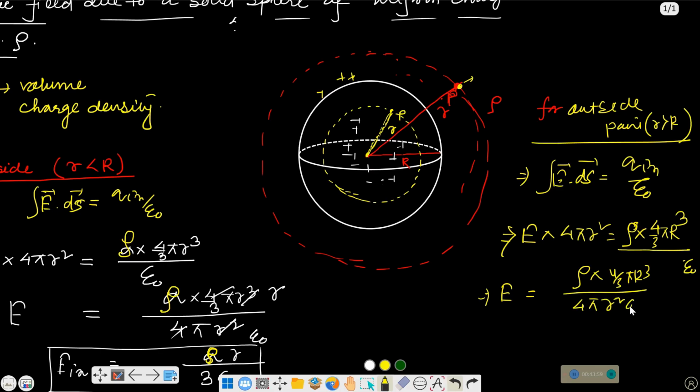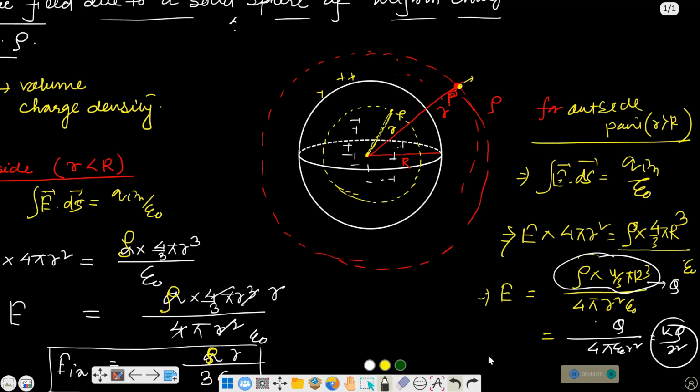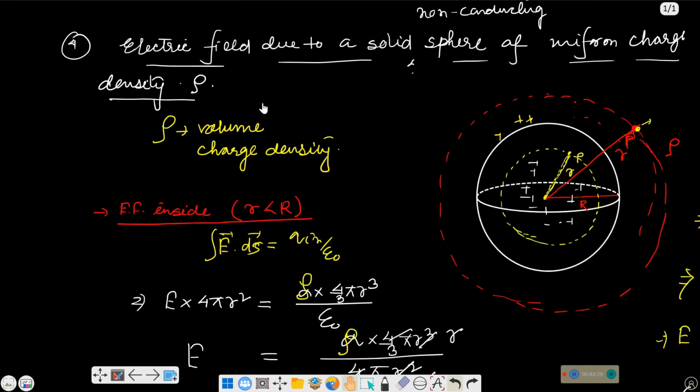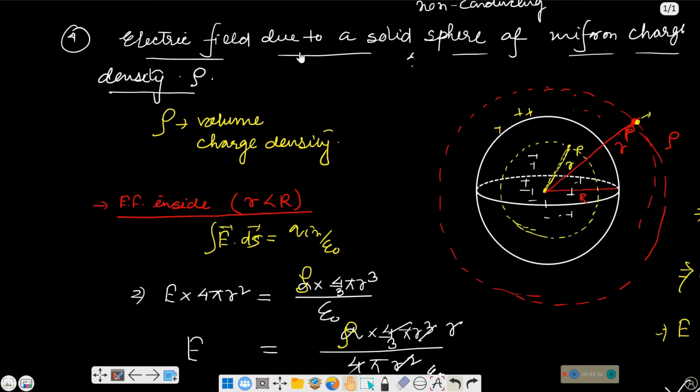If we see very closely, this is the total charge q in the sphere. So E is q by 4 pi epsilon naught r square. Again 1 by 4 pi epsilon naught is k, so E is kq by r square. This is the electric field for any inside and outside point for a solid non-conducting sphere having charge density rho.